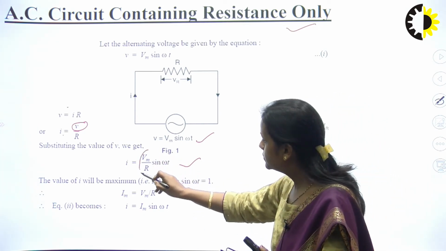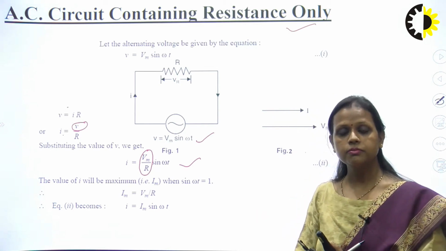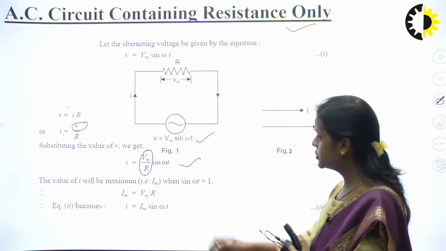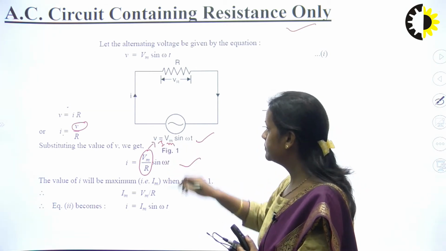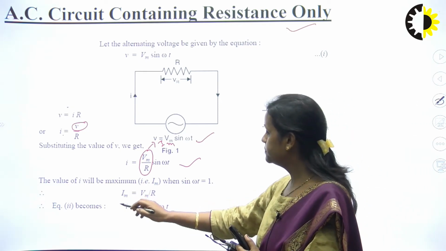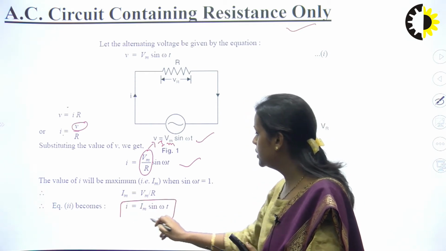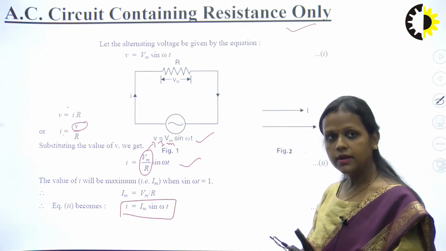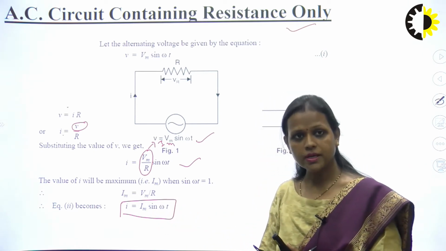Now this Vm by R is nothing but the maximum value of current. So you can replace this Vm by R with Im. So here you will get this equation, current i is equal to Im sin omega t, right? If it is written with capital I and subscript m, it means it is the value of maximum current.